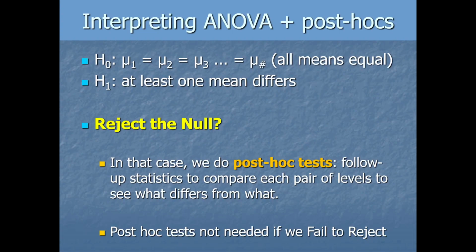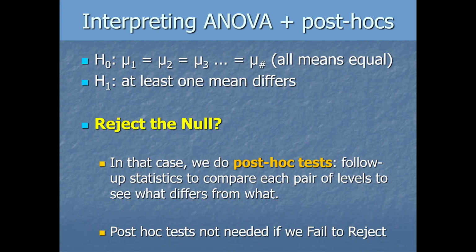So if you reject the null hypothesis doing an ANOVA, you actually will need to also do a follow-up, which we call post hoc tests, meaning tests done after the fact. These are follow-up statistics to compare each pair of levels to see what differs from what specifically. Now, you don't need to do these if the ANOVA wasn't statistically significant. So you don't do these if you fail to reject the null hypothesis. At that point, you don't have any overall evidence that a difference exists anywhere in the groups, so you don't bother risking more false positives by doing all these follow-up tests.